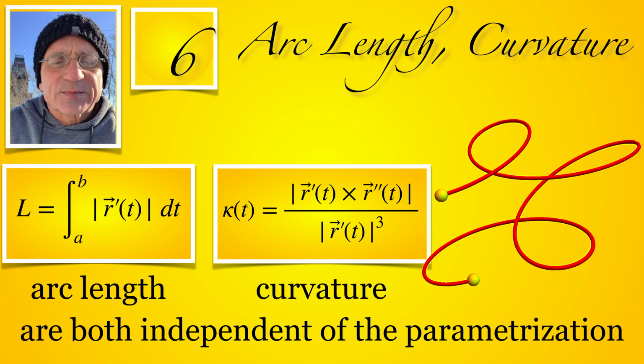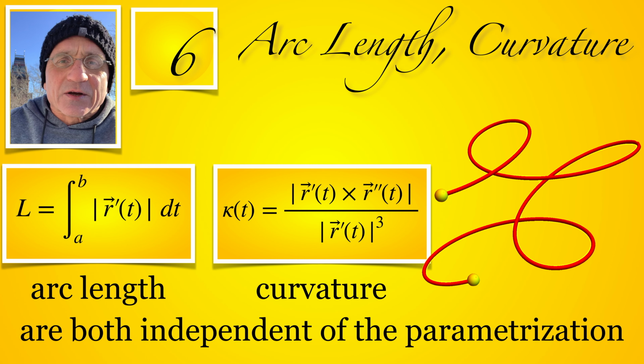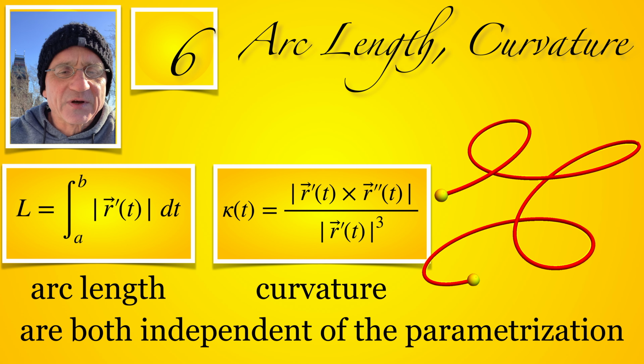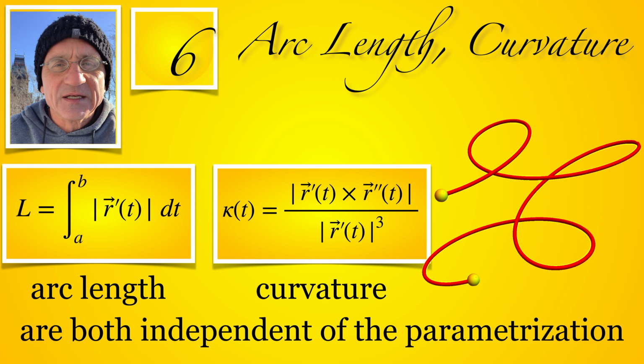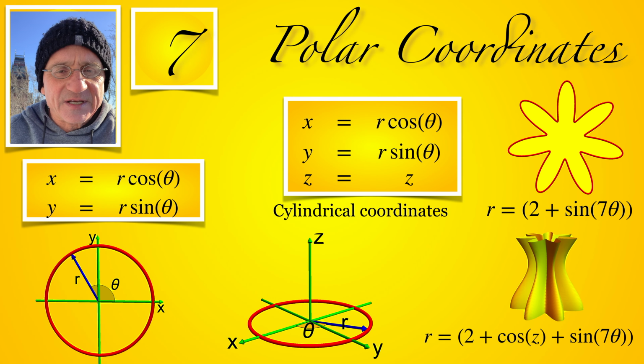The length of the cross product of the velocity and the acceleration divided by the cube of the speed is called the curvature of the curve. Both arc length and curvature are independent of the parameterization.